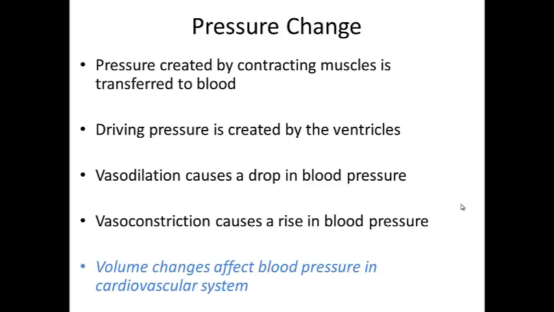And we're also going to have volume changes that affect blood pressure in the cardiovascular system. And we'll talk about this a bit now. We'll actually talk about it quite a bit more when we talk about the kidneys especially. But in a lot of cases, starting off, we're going to ignore volume changes to simplify things. Once we get the basics of the cardiovascular system down, then we'll go back and add that in later.